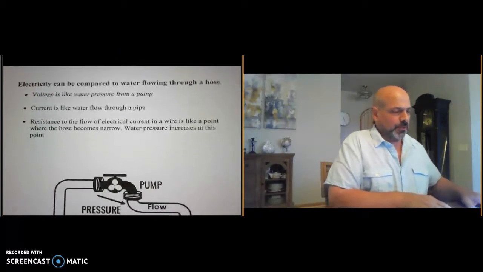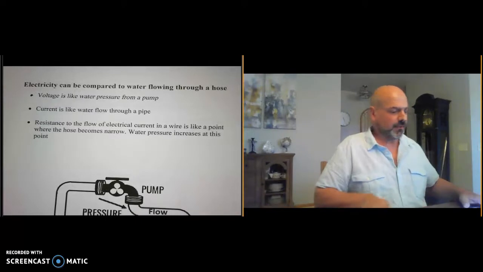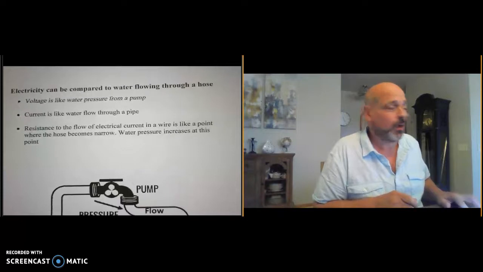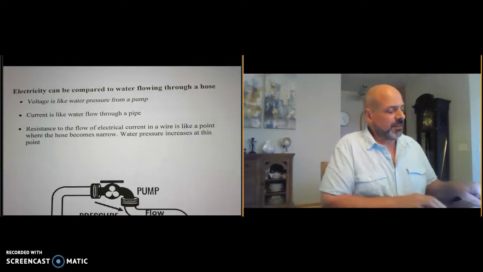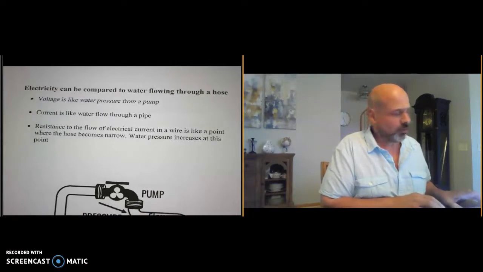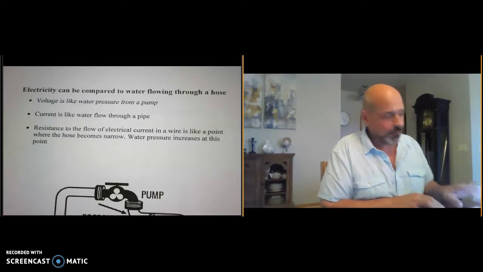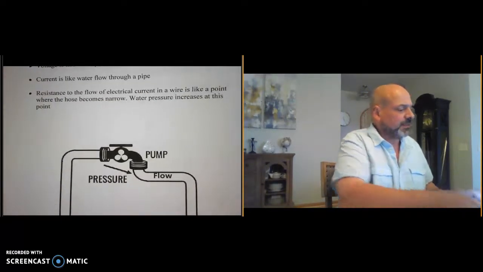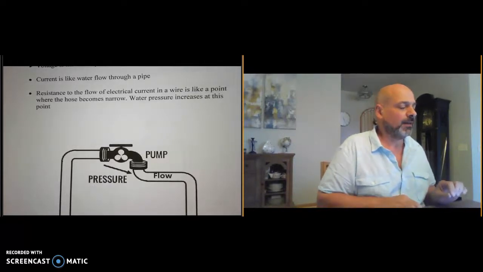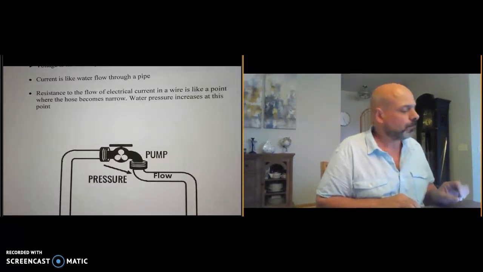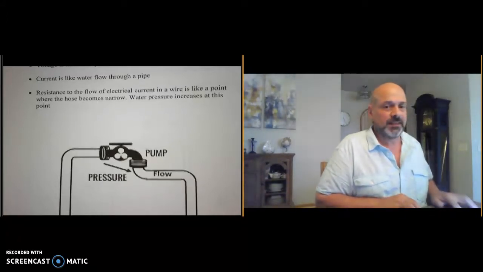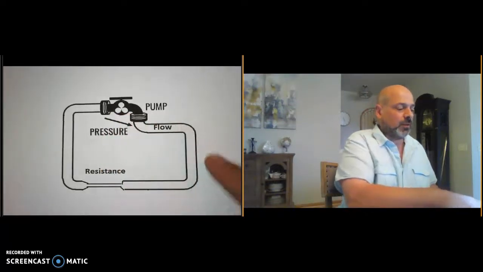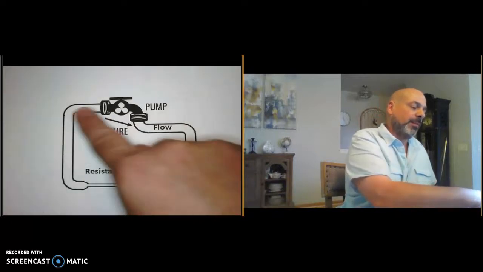So we'll do a little review here before we get going on solving for some values. We don't have to, but electricity can be thought of as water flowing through a hose. Voltage is like the pump. It produces pressure. That's why it's called electromotive force. Current is like the water flowing through the pipe. And resistance to the flow of electrical current in a wire is like a point where the hose becomes narrow and water pressure increases at this point. I'll show you the picture here. So voltage, flow, resistance, back to the source.